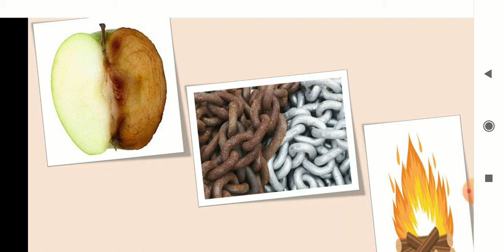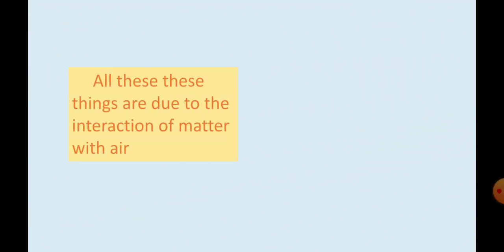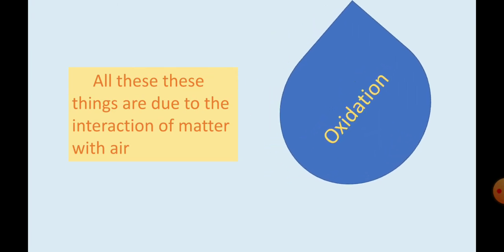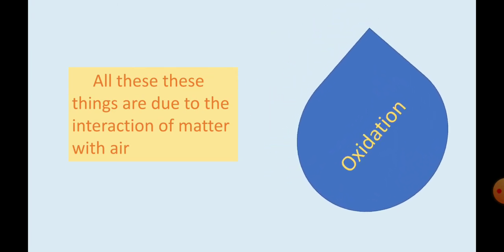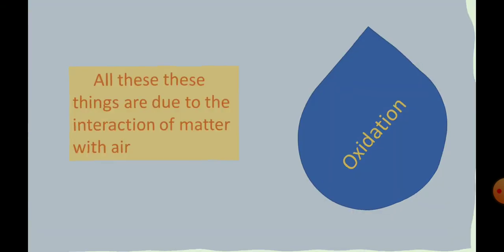The interaction of any material with oxygen is termed as oxidation. Look here, all these reactions are due to the interaction of matter with air. When matter interacts with air, these reactions happen, and it is termed as oxidation. The interaction of any material with oxygen is termed as oxidation. Now we can define what is called oxidation.